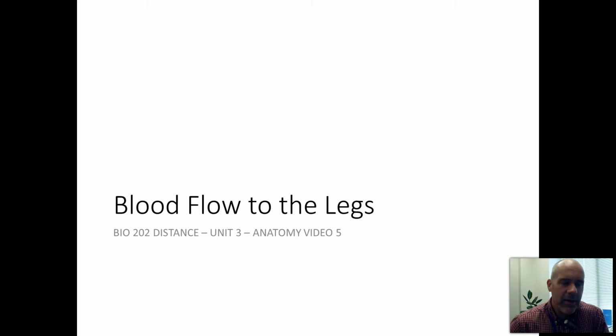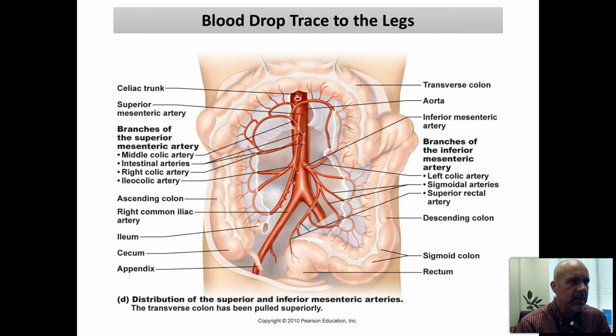Okay, our last blood vessel lecture, we're going to take a look at blood flow to the legs. Blood flow to the legs is not too complicated. It's a little more straightforward than what we were just learning with the abdominopelvic cavity. All right, so blood that's going to head down to the legs, of course, has to pass through the descending aorta, the abdominal aorta, whichever you would like to call it.